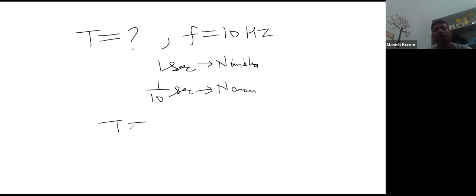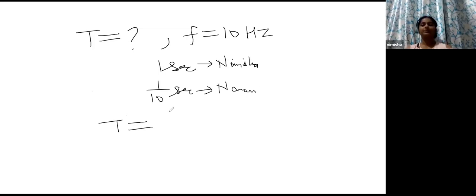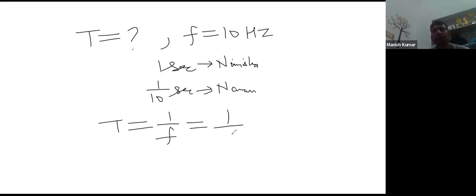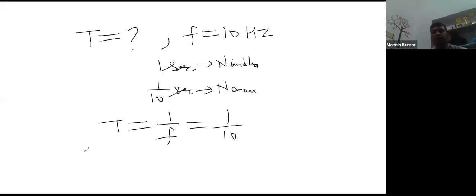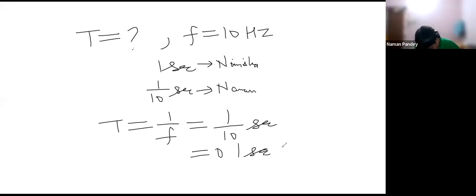So T equal to what formula, Nimisha, we know? 1 by F, which will be equal to 1 by what? 1 by 10. Why 1? You are just telling 10 like that. So Naman is the right person to calculate rightly. Okay, this is 1 by 10 seconds. This is the answer. Or you can also write it as 0.1 second, isn't it? Yes. So this was just a simple logic, isn't it?